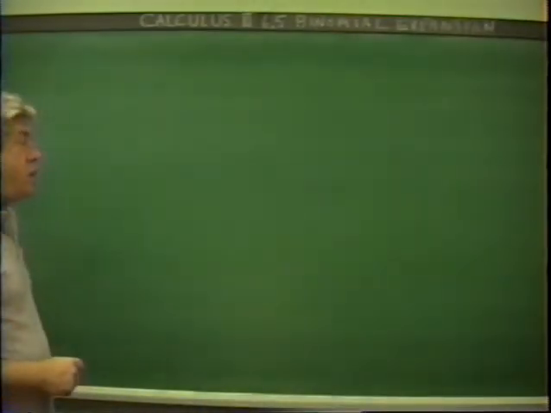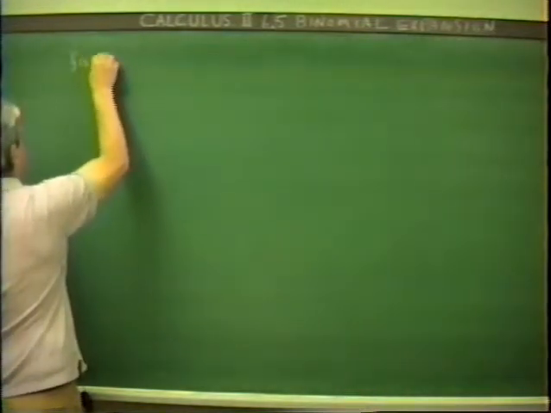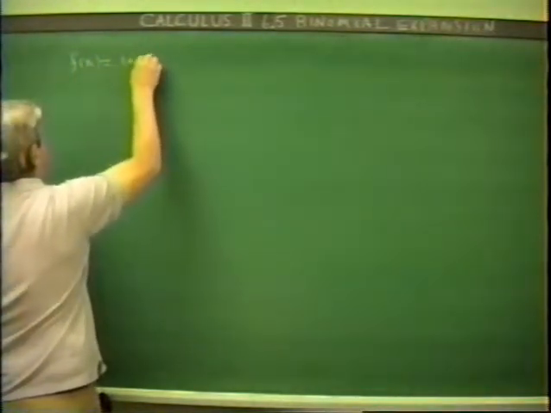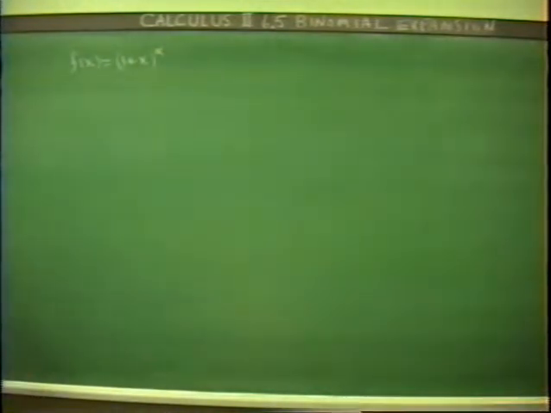We now want to look at the Taylor series for the binomial, or what's called the binomial expansion. It's the Taylor series for the function f of x equal to 1 plus x to some power. Let's say the alpha power.